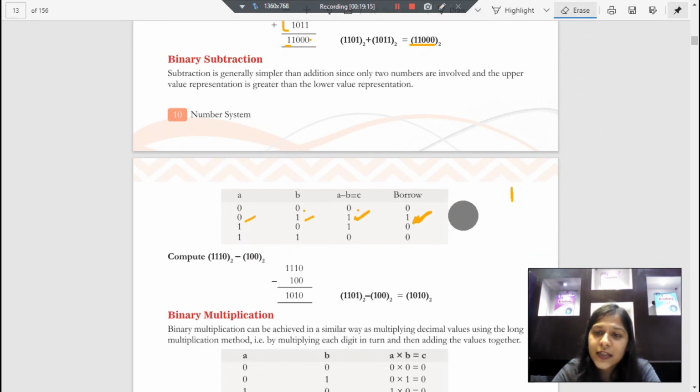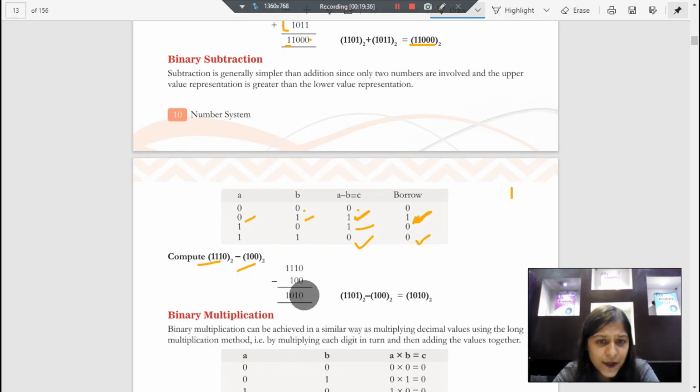Now similarly in this system we will also do that, right? So 1 minus 0 is equal to 1, 1 minus 1 will be 0, and there will be no concept of borrowing altogether. Now we'll solve an example to help you clarify this more. So we will subtract 1110 minus 100.